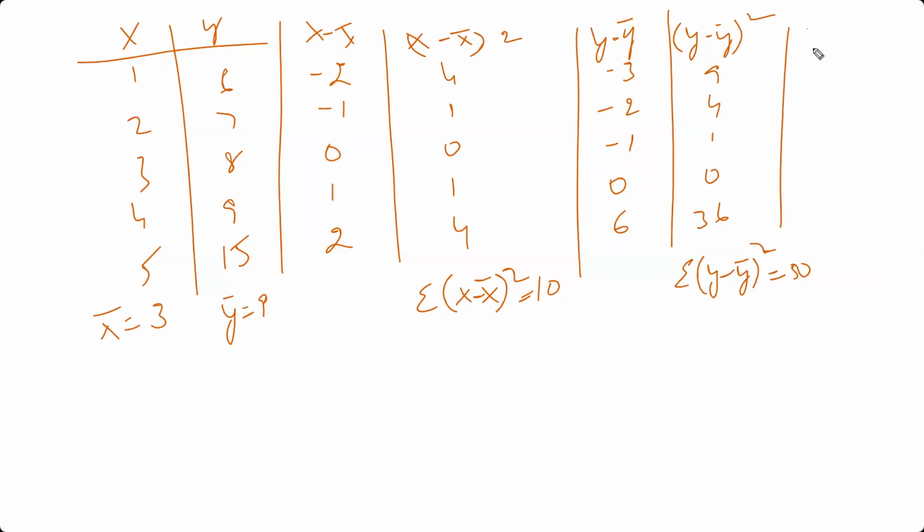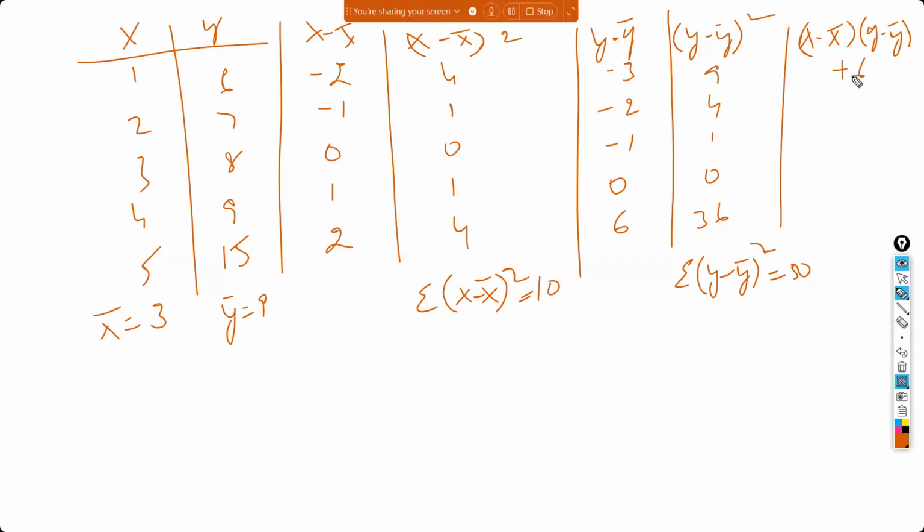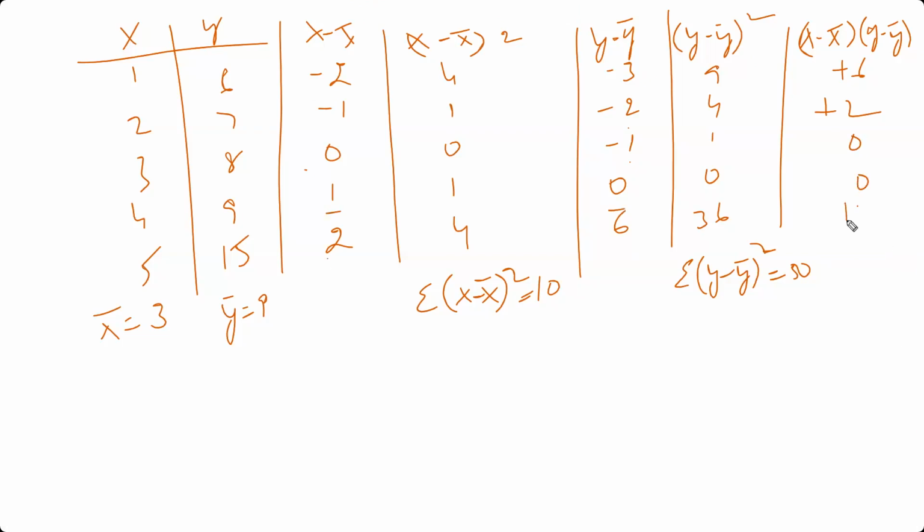Now, I'm going to calculate (x minus x bar) into (y minus y bar). That is minus 2 into minus 3, which is plus 6. Minus 1 into minus 2, plus 2. 0 into minus 1, 0. 1 into 0, 0. 2 into 6, 12. So the sum of (x minus x bar) into (y minus y bar) for this column is 20.